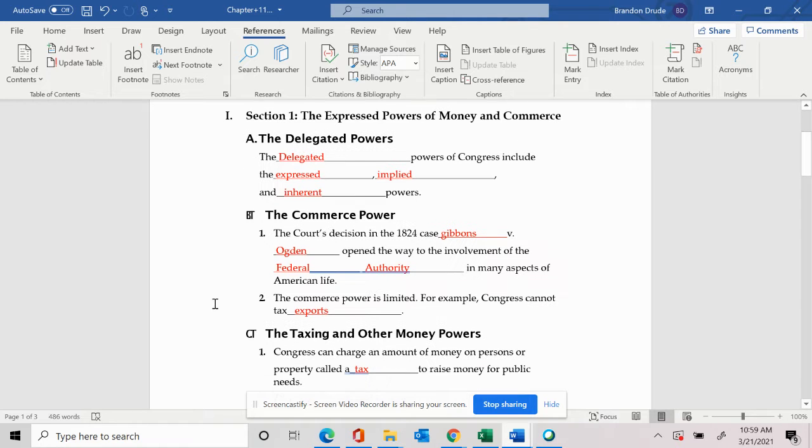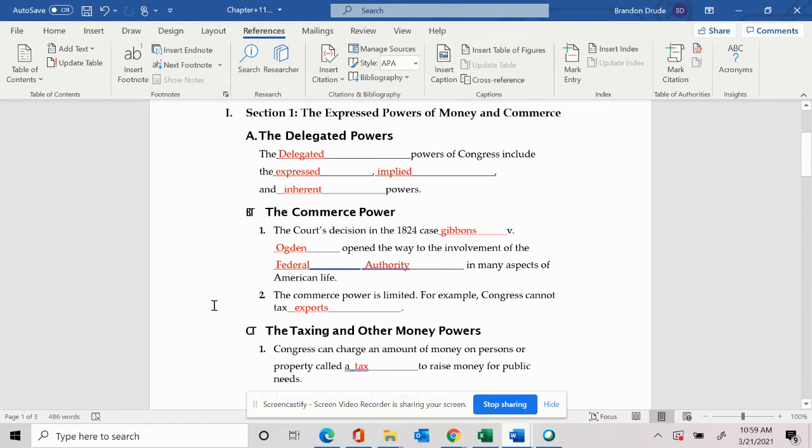Now, there are some limits to the commerce power. What I was saying up here is that there's other federal authority, and we'll cover that more later on. I'm sorry about that. But the commerce power, there are some limits to it. Congress cannot tax exports, so goods and services being sent out of the country. We cannot tax that.